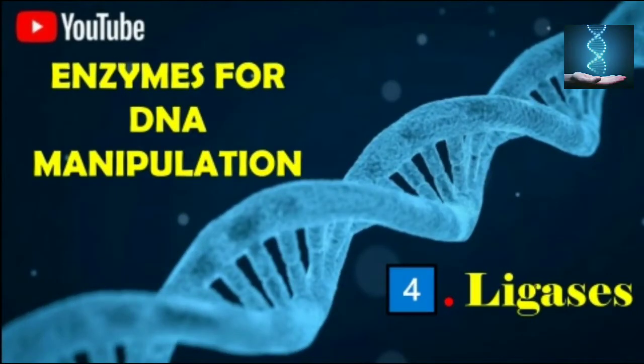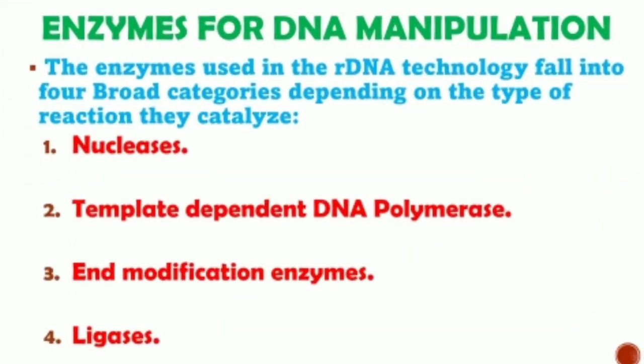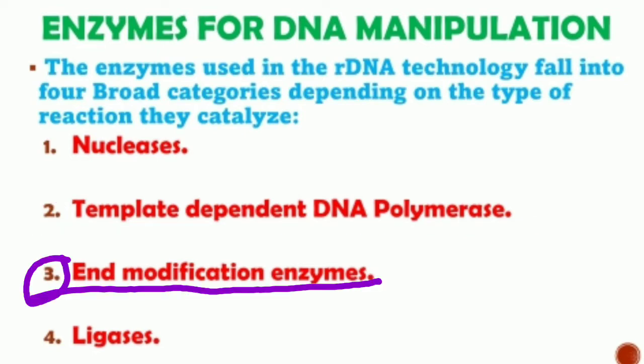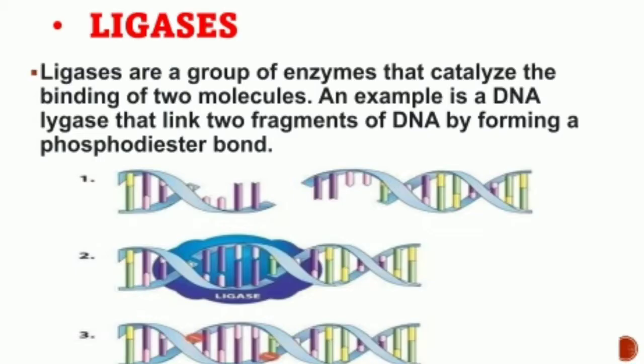In this video series, we are discussing enzymes for DNA manipulation. The enzymes used in recombinant DNA technology fall into four broad categories, depending upon the type of reaction they catalyze. In our previous videos, we discussed nucleases that degrade the nucleic acids, template-dependent polymerases that are used to synthesize new polynucleotides complementary to an existing DNA or RNA template, and end modification enzymes that make changes to the ends of DNA molecules. Now in this video we will discuss ligases.